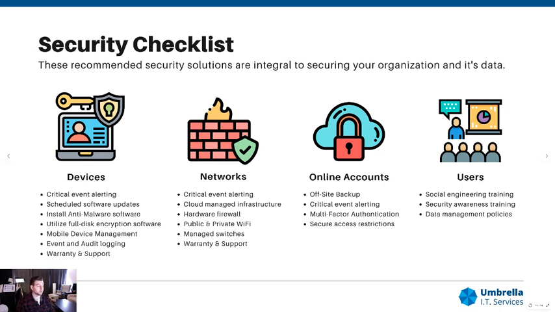Next thing I want to talk about is warranty and support. This is for networks and devices. Make sure that you're giving Lenovo $29 for 3 years so that if you spill coffee on your machine, the guy shows up within 24 hours, he swaps it out for you. It's worth it. In terms of online accounts, this is what we talked about earlier. Make sure you have an offsite backup of all your data. So in case you have an account that gets deleted or files go missing, anything like that, your stuff is backed up offsite. Critical event alerting.